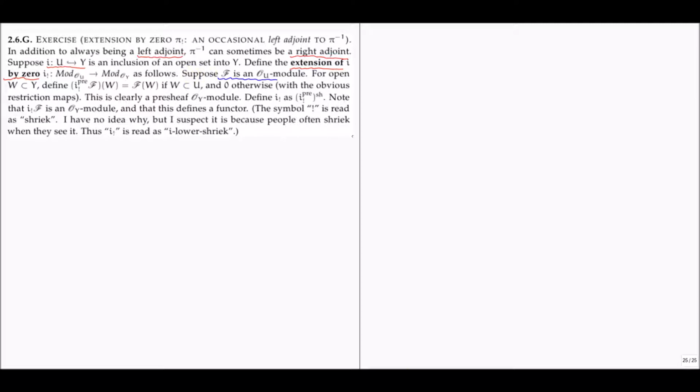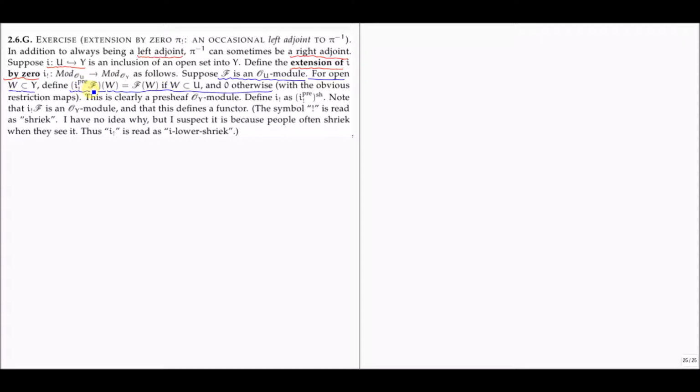Let F be an O_U module. For open subsets W in Y, we first define i shriek pre F by setting sections on W to be F of W if W is contained in U and 0 otherwise. The restriction maps will be either the restriction maps of F or trivial restriction maps if there are zeros involved. This i shriek pre is not necessarily a sheaf.